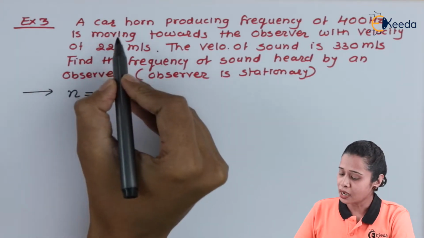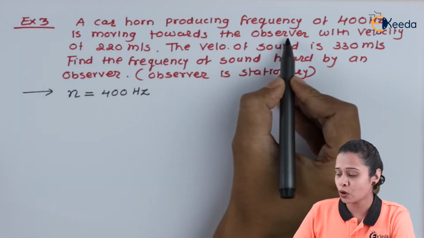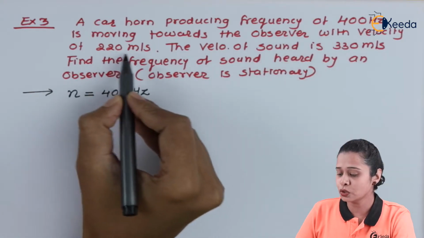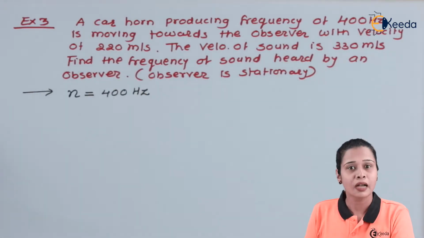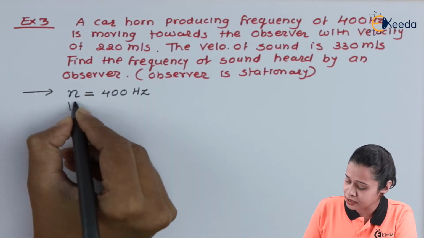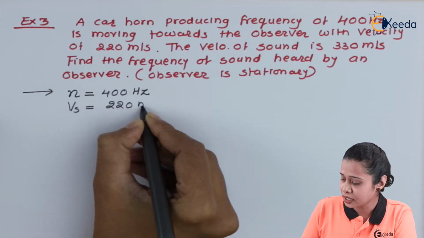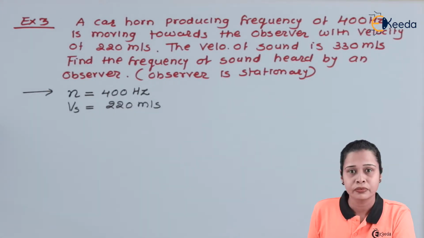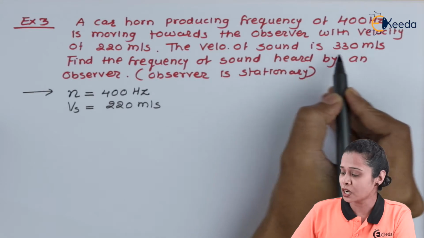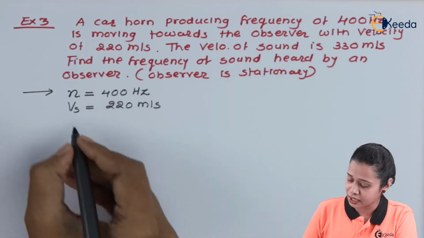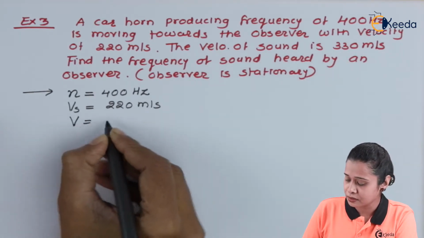Now the car is moving towards the observer with velocity 220 meter per second. Car is moving, so here car is the source of sound. So we have here Vs, Vs is equal to 220 meter per second. Then the velocity of sound is 330 meter per second, means V.